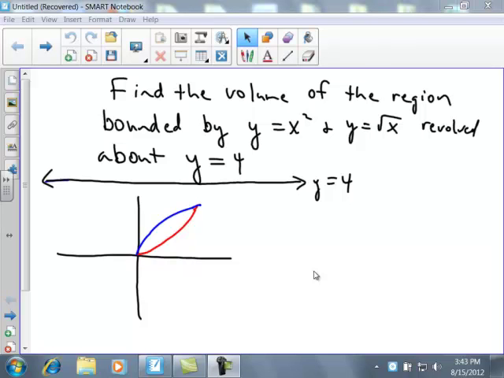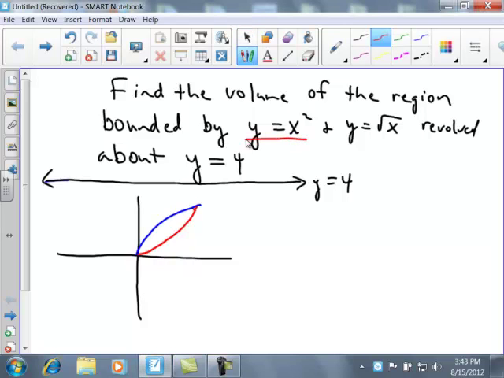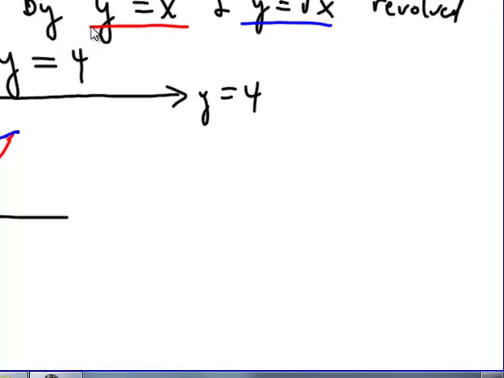This is a second example to illustrate the difference between the disk/washer method versus the shell method. I want to find the volume of the region bounded by y equal to x squared and y equal to the square root of x, revolved about the line y equal to 4. I have y equal to x squared drawn in red, and y equal to the square root of x drawn in blue.